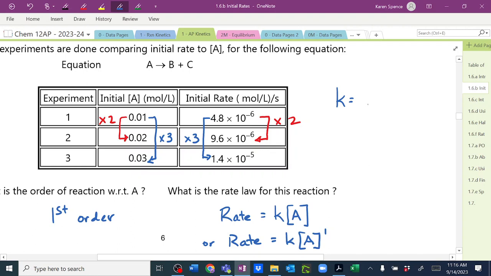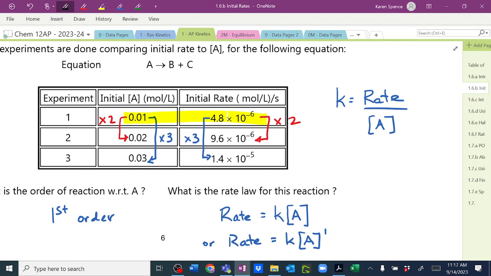What's K equal to? K is equal to rate divided by concentration of A. Where could we get values for rate and concentration of A? You pick an experiment. Doesn't matter which one, you'll get the same result no matter what. So let's pick experiment 1 because I like working with things that have a 1 in them. That makes me happy. It means the math will be easier.